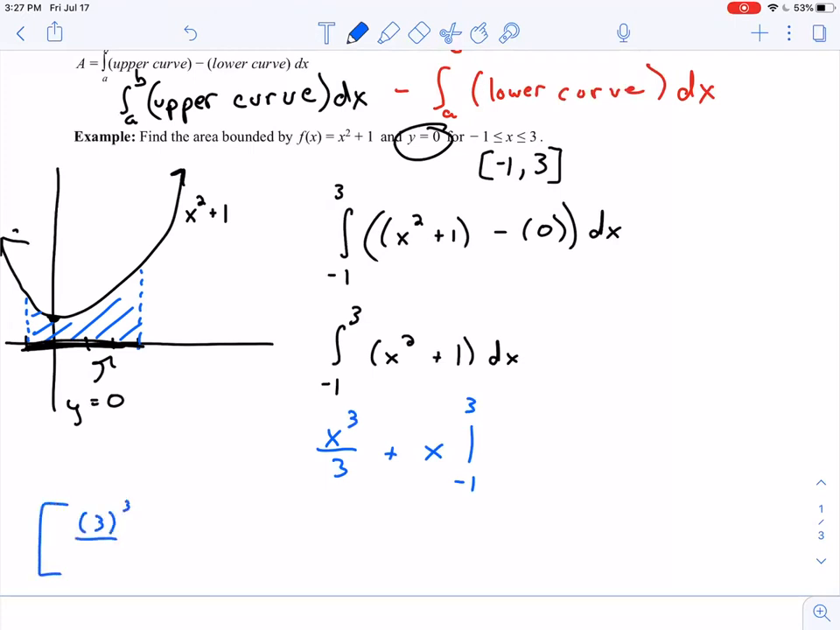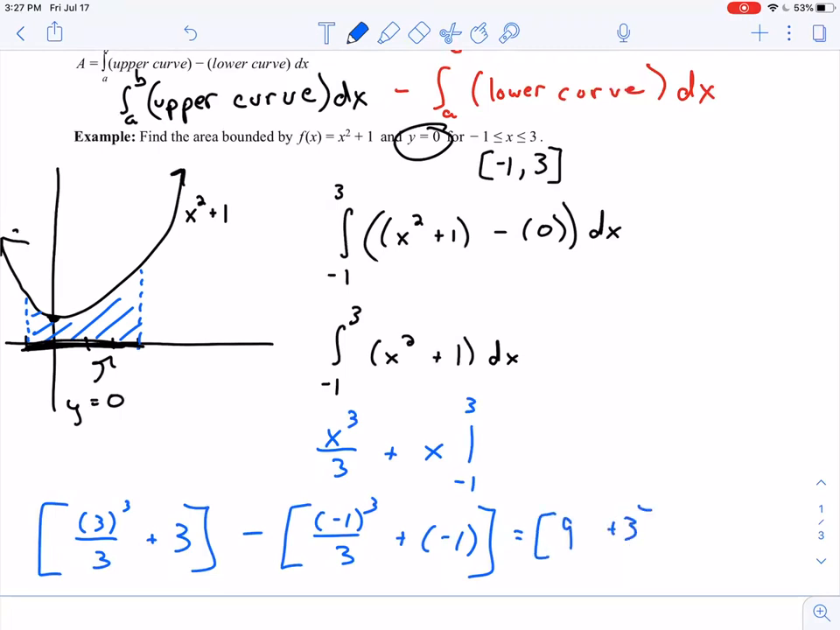So I should have 3 to the third divided by 3 plus 3 minus negative 1 to the third over 3 plus negative 1. 3 to the third would be 27. Divided by 3, I have 9, plus 3, minus negative 1 to the third, which is still negative 1, over 3 plus negative 1. And then we're just simplifying this. 9 plus 3, I've got 12. Minus negative 1/3 plus negative 1, I should have negative 4/3.